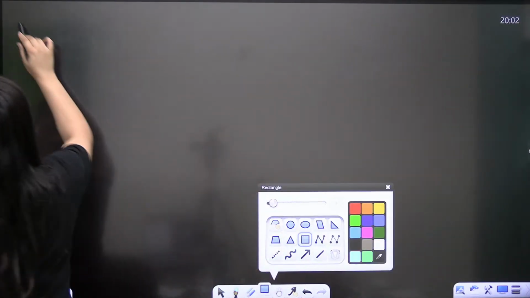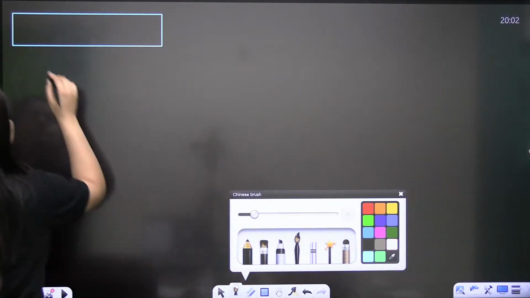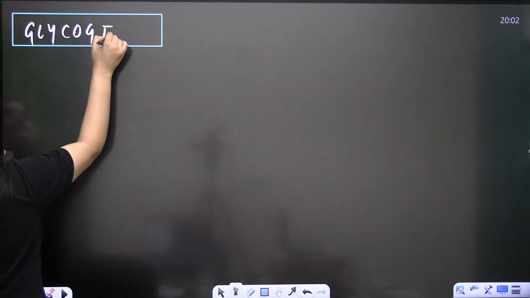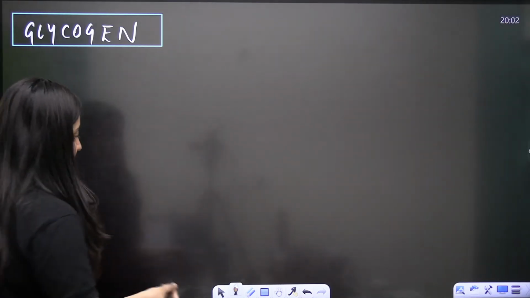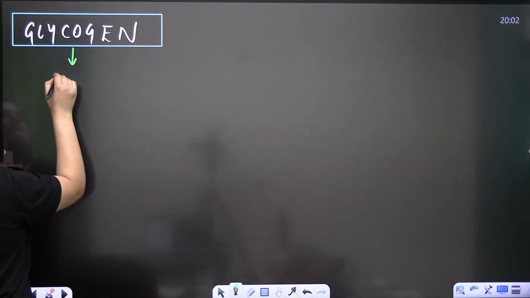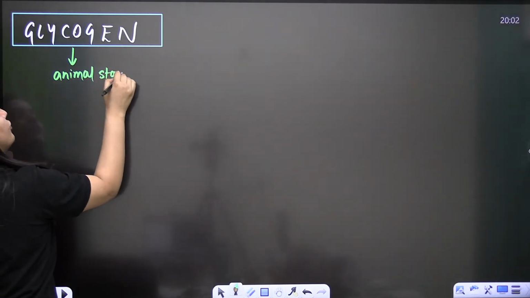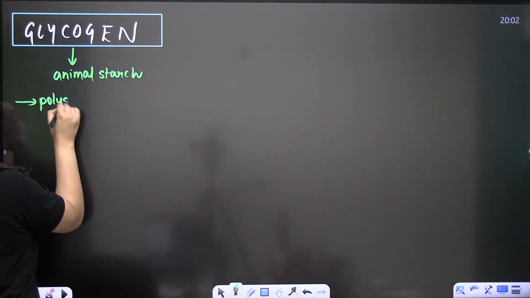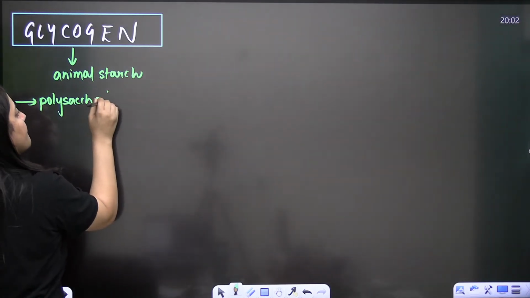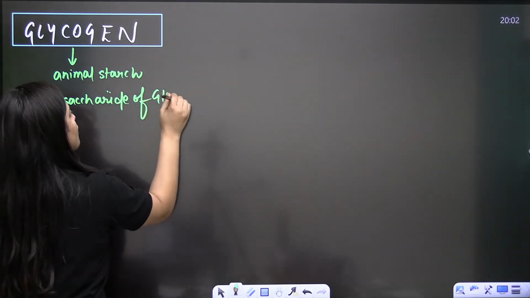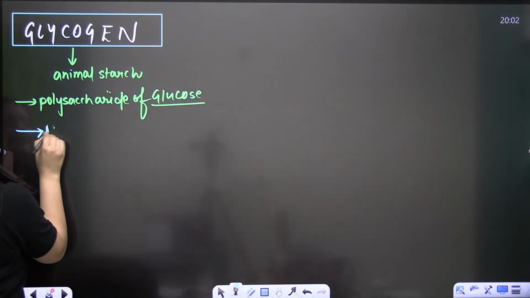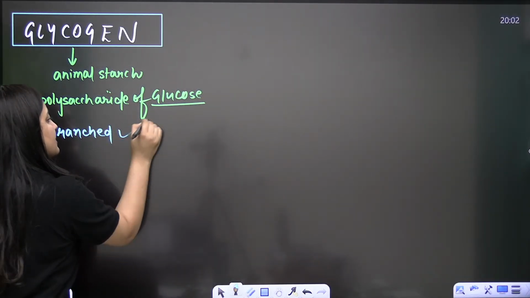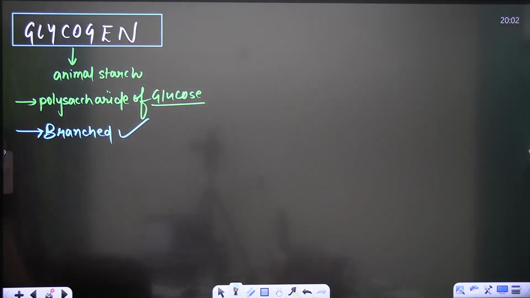Now next is glycogen. I hope you know about glycogen. Glycogen is also known as animal starch. It is the stored food in our case. It is also a polymer of glucose, but this structure is branched. It is not linear, not unbranched. It is branched. That is what you need to remember. Clear?